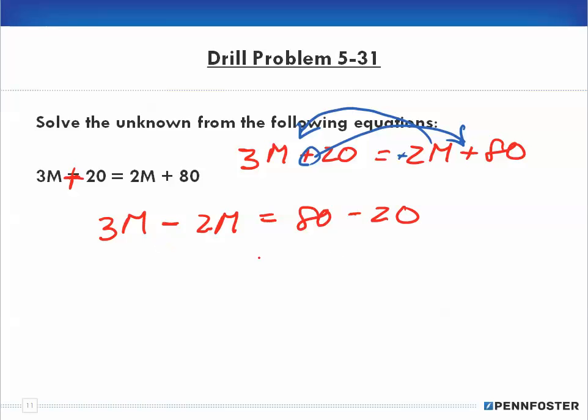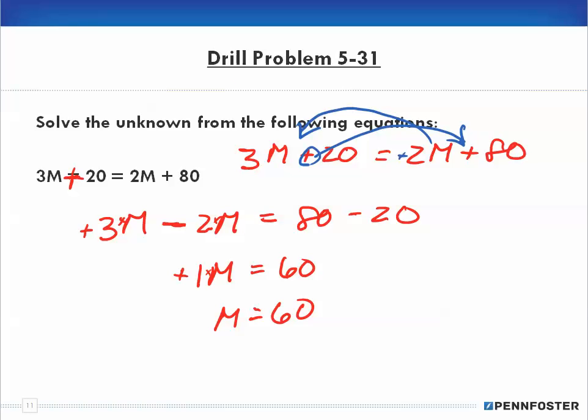Then I combine the terms. So 3 minus 2, remember this is a plus 3 and a minus 2, which gives me a plus 1 m. Remember this is multiplication here. So I don't need to do the multiplication. All I need to do is just add or subtract the constant, plus 3 and a minus 2, so I get a plus 1 times m, and then that's going to equal 60, and that's my answer. m is equal to 60.